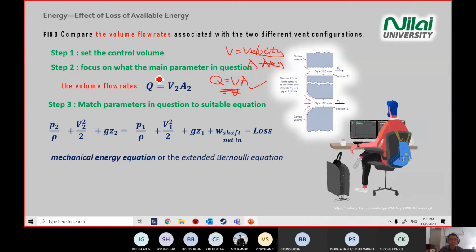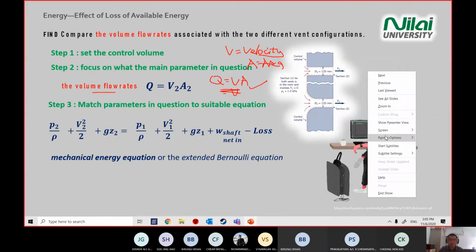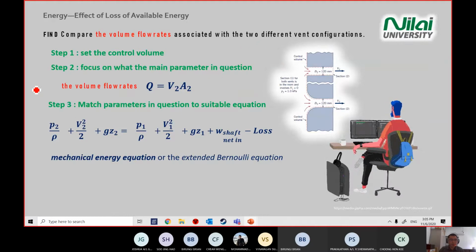Although in this statement you didn't write the V2 or V1, right? As long as you show your understanding of what the volume flow rate definition is, then you'll get some effort marks for your understanding. Okay. But again, this module is easy to score as long as you know what we are looking for.